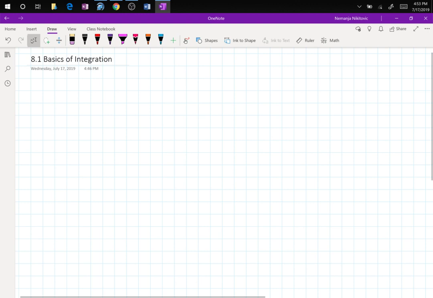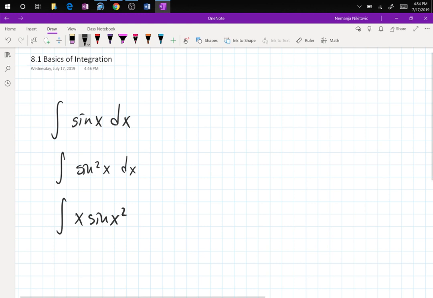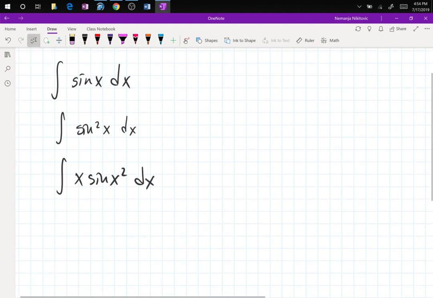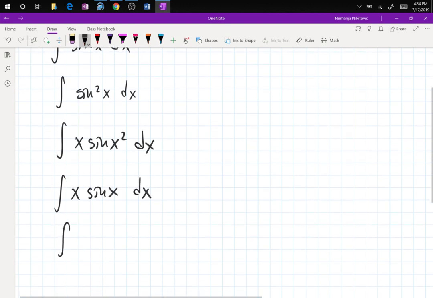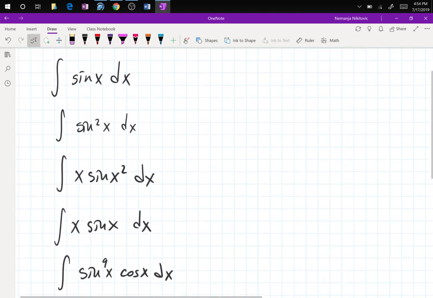Now, for us, we are going to take a look at the integral of, let's say, sine x dx, integral of sine squared x dx, integral of x sine x squared dx, integral of x sine x dx, integral of sine to the 9th power x cosine x dx. Look at that. Beautiful list. This problem, it's a bad day. We should all just leave.